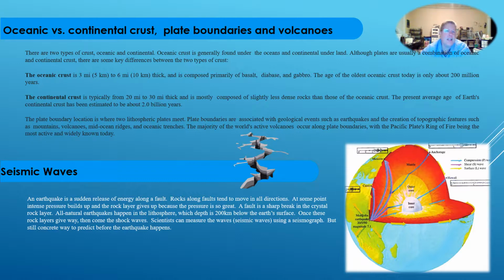Now, the continental crust is typically from 20 to 30 miles thick, and is mostly composed of slightly less dense rocks than those of the oceanic crust. The present average age of the Earth's continental crust has been established to be about 2 billion years old.